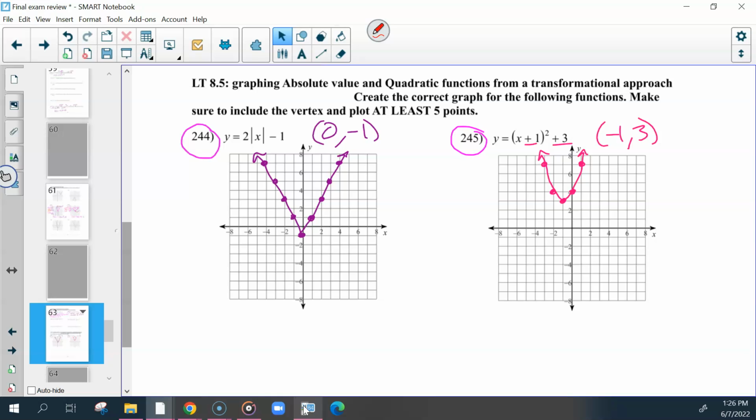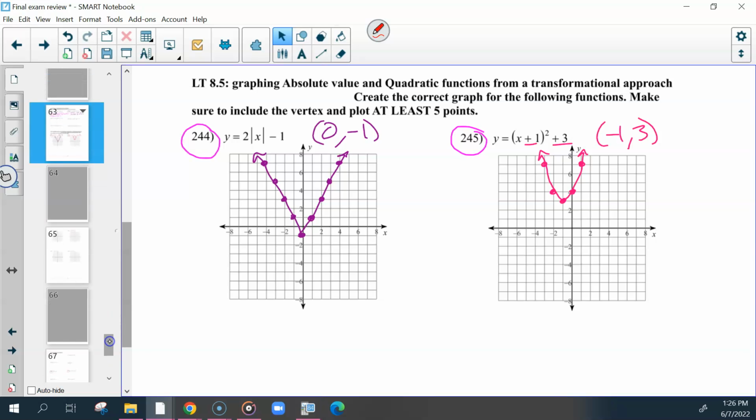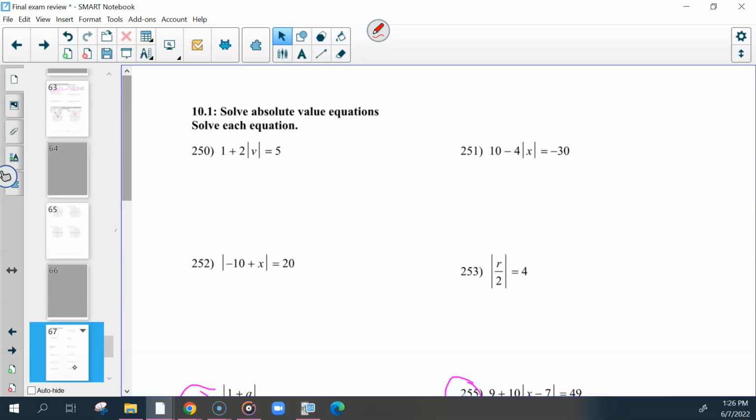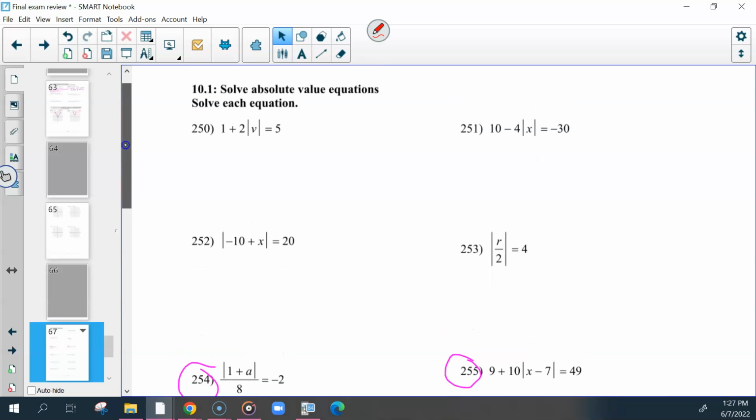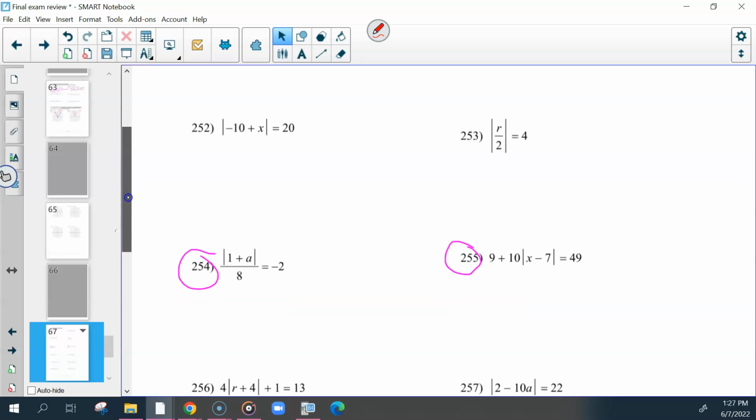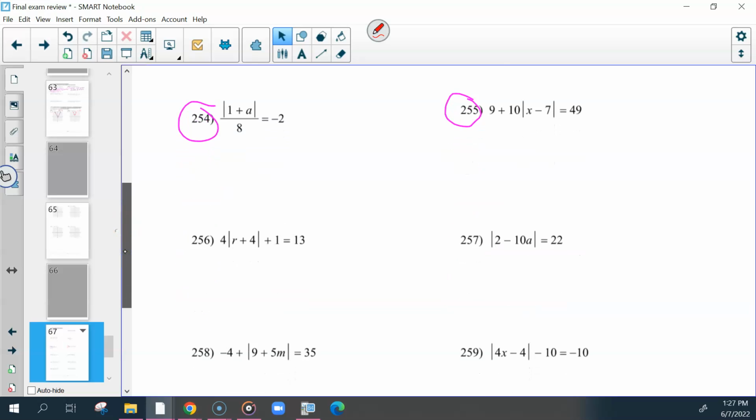There are others in the section, but they're on the next page. Are there any of those we want to see or go over? We're going to do one more section today. We'll leave the last section for when we go over the inequality stuff. So 10.1, solving absolute value equations. Find that. We're just going to do a couple of these and then be done for today.